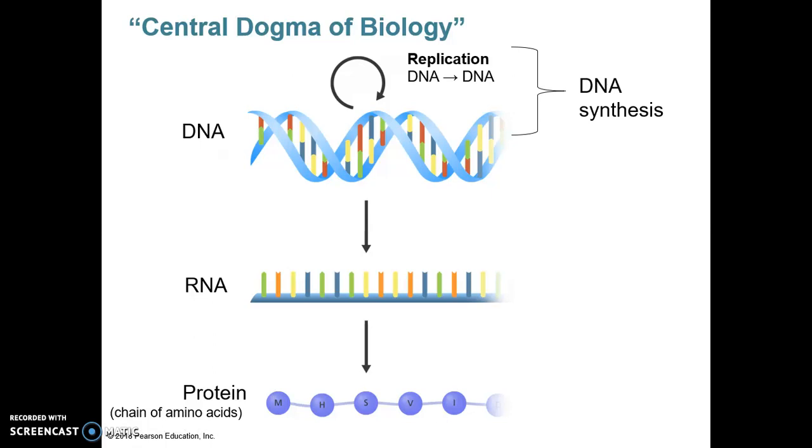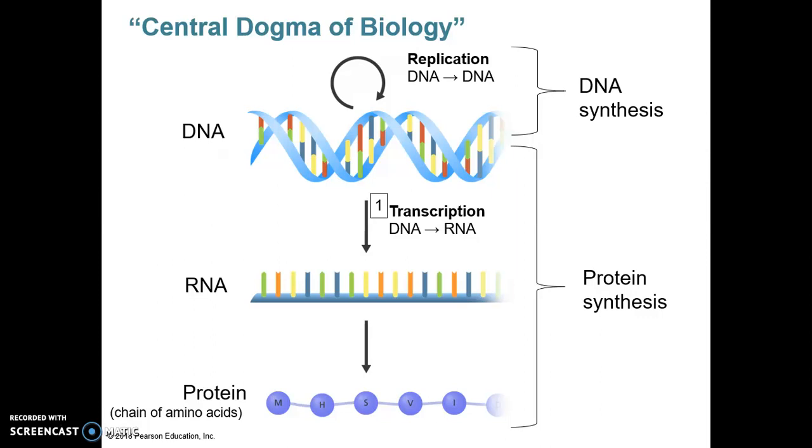Or the cell can use its DNA to make proteins. This is called protein synthesis, and it has two steps. The first step is transcription, in which DNA is used to make RNA. It doesn't turn into RNA, it's just used to make RNA. And then the second step is translation, in which RNA is used to make a protein. And each of these little individual circles represents an amino acid, and each letter stands for a different amino acid. So I want to be clear that in translation as well, the RNA is not turned into a protein. It is used to make a protein.